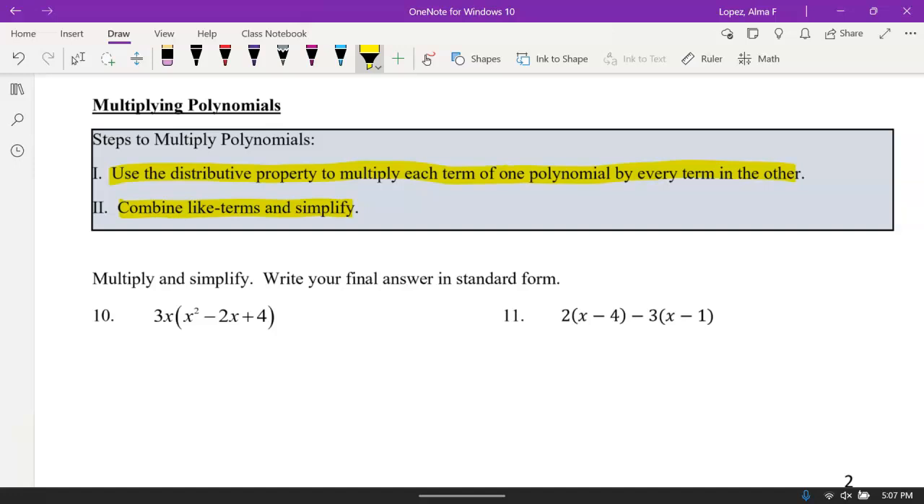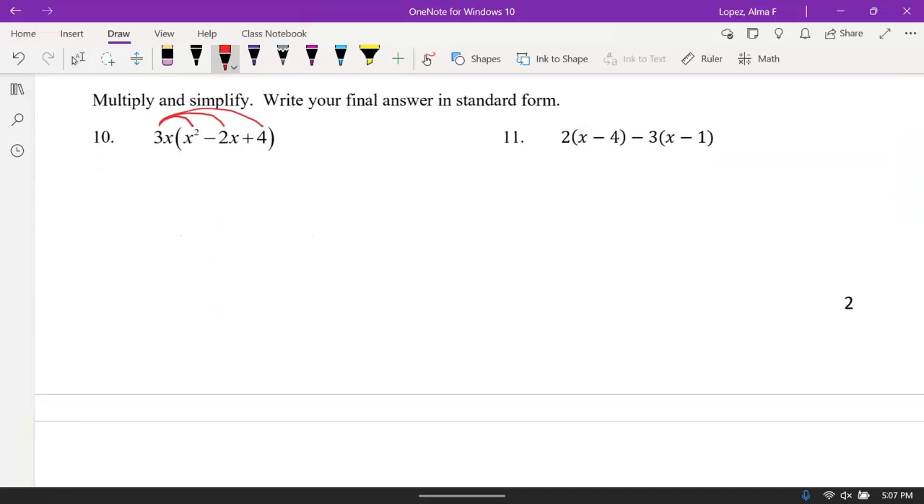On number 10, we're going to notice that we have a single monomial, a single term, multiplied onto a 3-term polynomial. We're going to start off by doing step number 1. We're going to distribute that 3x onto each piece in that parentheses. And it's going to look like this. 3x times x squared is going to be 3, and then when you multiply the 2 x's together, you get x to the 3rd.